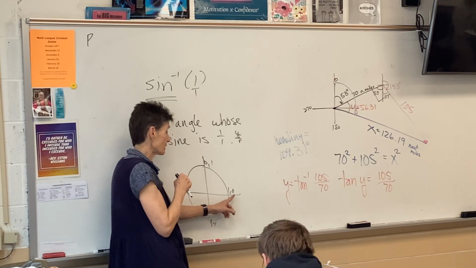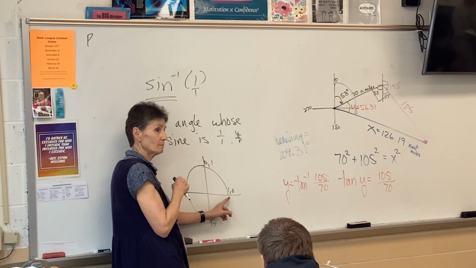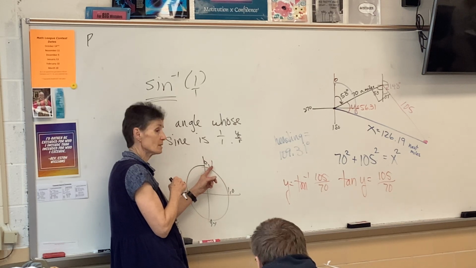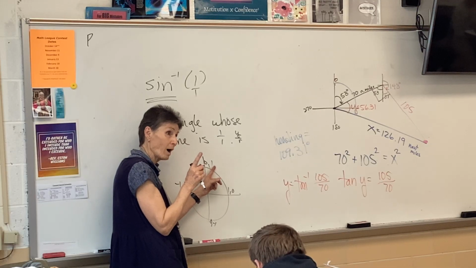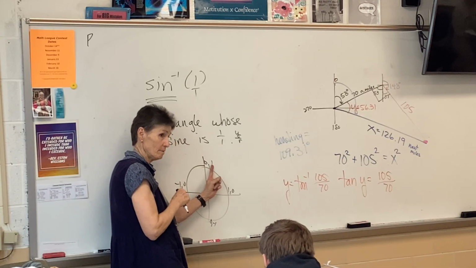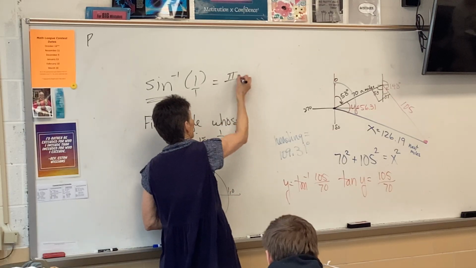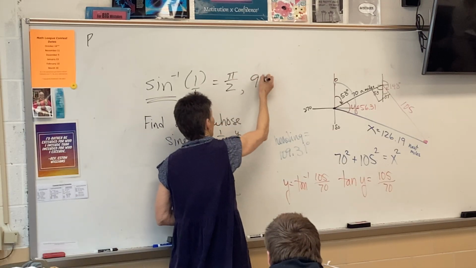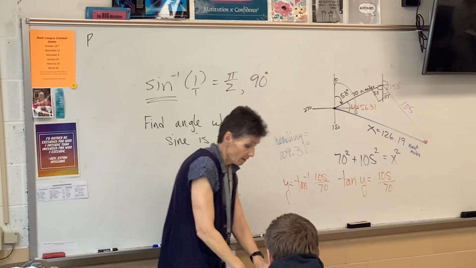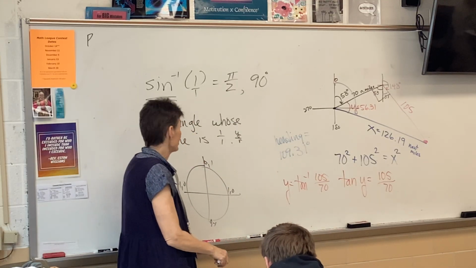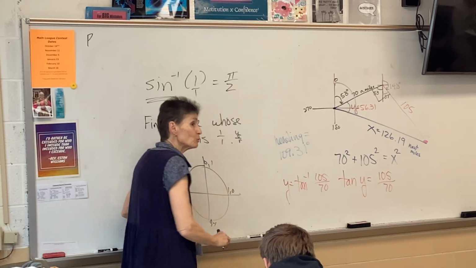Start here at 0. Does it happen here? No, wouldn't that be 0/1? How about up here? Does it happen here? Now you're looking at y. Sine is y. You're looking at y. 1? Good. So the answer to the problem is pi over 2 radians or 90 degrees. How does it say the answer? Okay, so pi over 2 will be your answer. All right, I'll do one more.